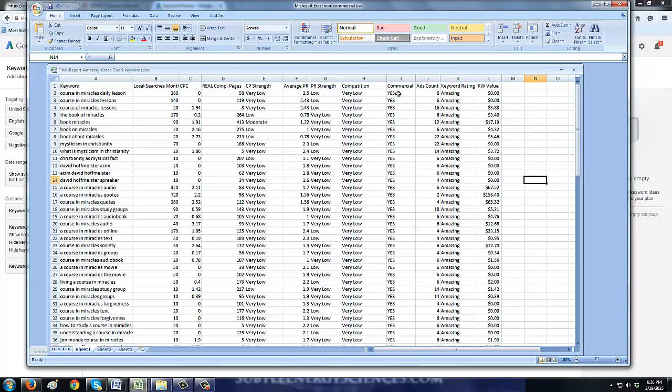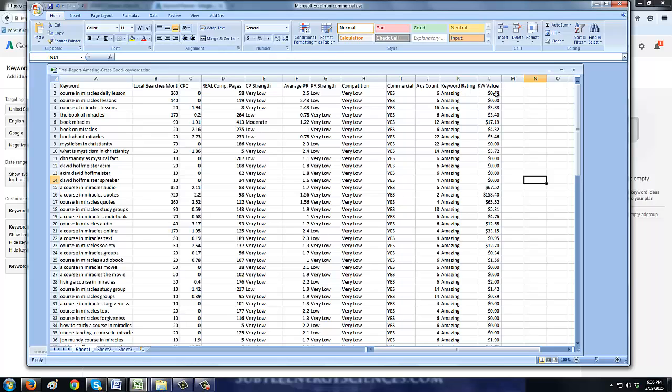Commercial, yes. Commercial means that, yes, there are ads running. And whenever there's ads running, that usually means there's money in the keyword, because people won't continue to run ads unless it makes them money. And hopefully these aren't your ads that are running, but I have no way of knowing that. So in this case, there's 6 ads running for Course in Miracles daily lesson right here.